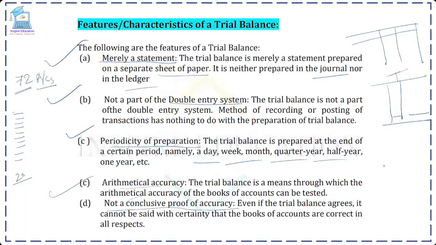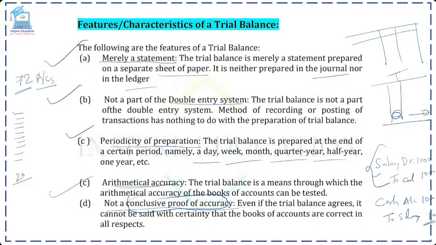Suppose you have one entry like this: salary paid. Generally the entry is salary debit to cash, say 1,000 to cash. If you wrongly post cash account debit to salary, in that case also the trial balance will agree, because the trial balance confirms only that debit equals credit. The arithmetical accuracy portion is checked. It will not ensure whether this entry is correct or not, because you are just fetching the values from your ledger accounts, the total of the debit and total of the credit. So it ensures arithmetical accuracy, but it is not a conclusive proof of accuracy.